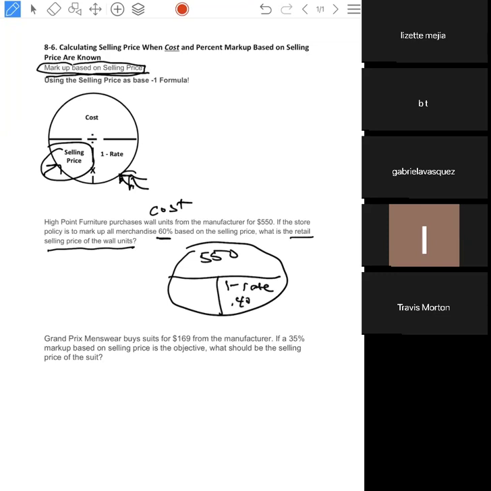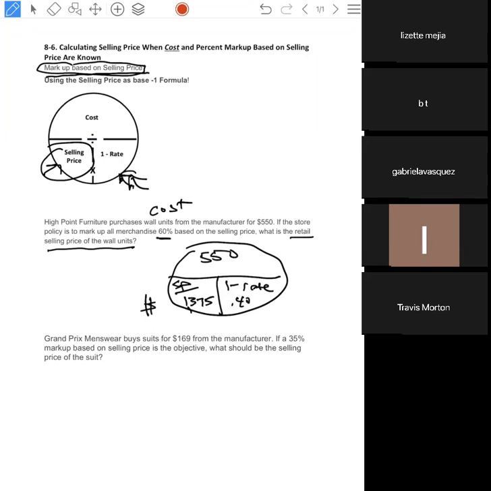I'm going to divide 550 by 40. And that's going to give me my actual selling price. 1375. Sorry, 1375. Correct. Is that $13.75 or one? It's 1,375. Yeah. Okay. Sorry, I was getting thrown off.